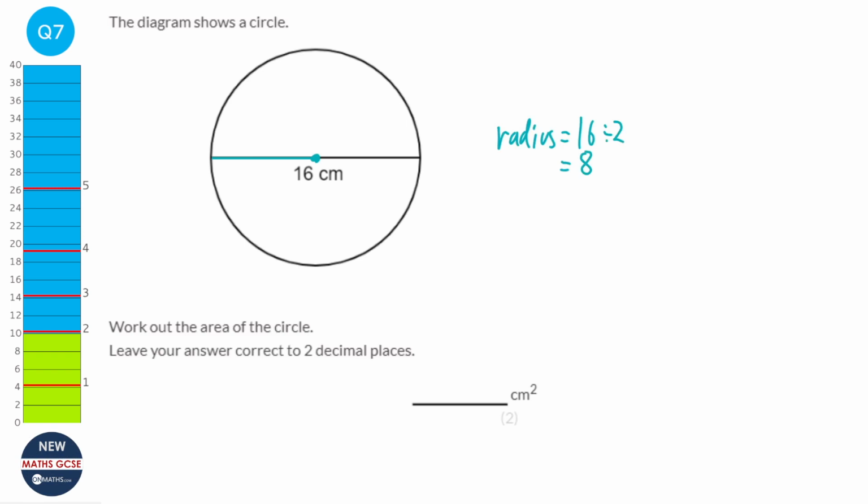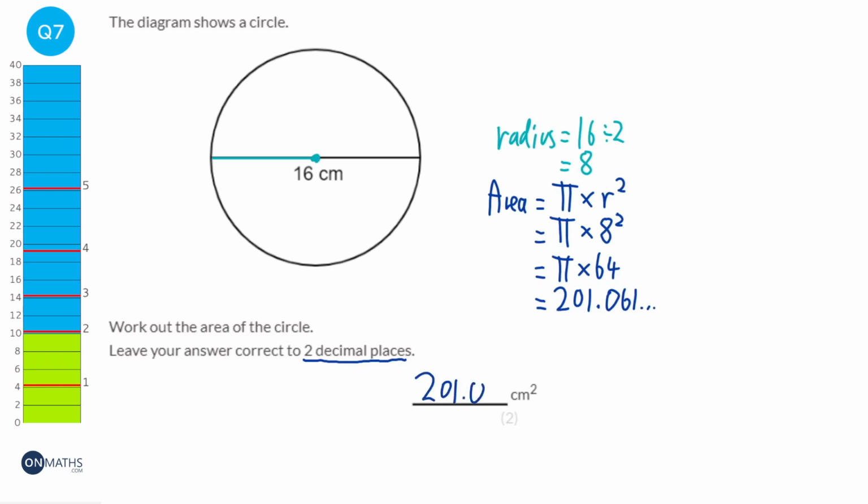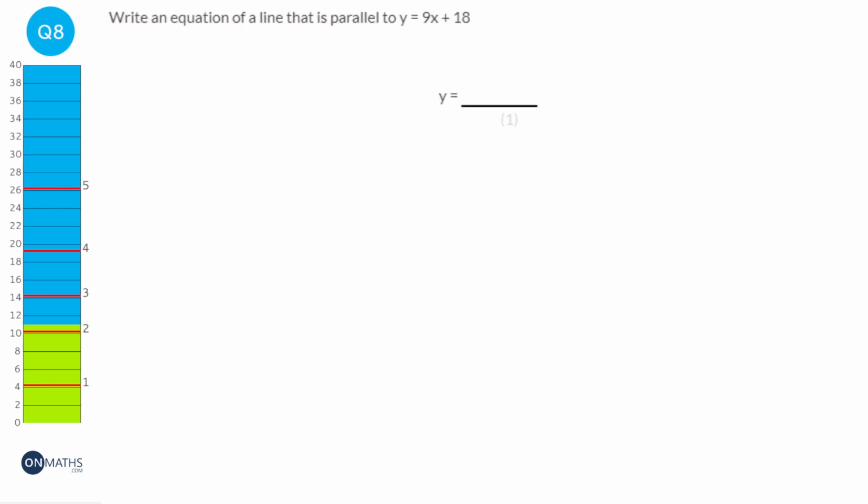The formula for working out the area of a circle is pi r squared, or pi times r squared. The radius is 8, so it's pi times 8 squared, or pi times 64. When we type that into the calculator, we get 201.061, and so on. And the question asks it to 2 decimal places. So rounding that to 2 decimal places, we get 201.06 centimeters squared.